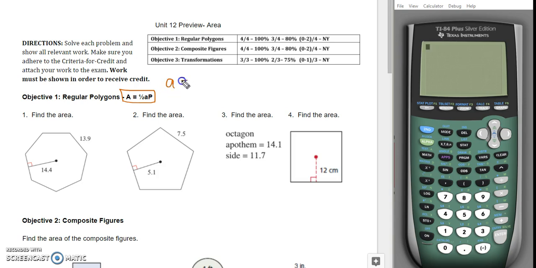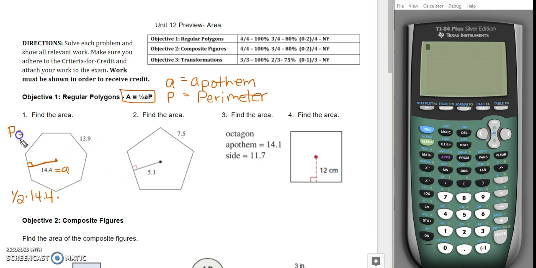A stands for the apothem, and P stands for perimeter. The apothem goes from the center of the polygon perpendicular to the base. So my apothem here is 14.4. So if I have 1/2 the apothem, 14.4, then I need the perimeter.